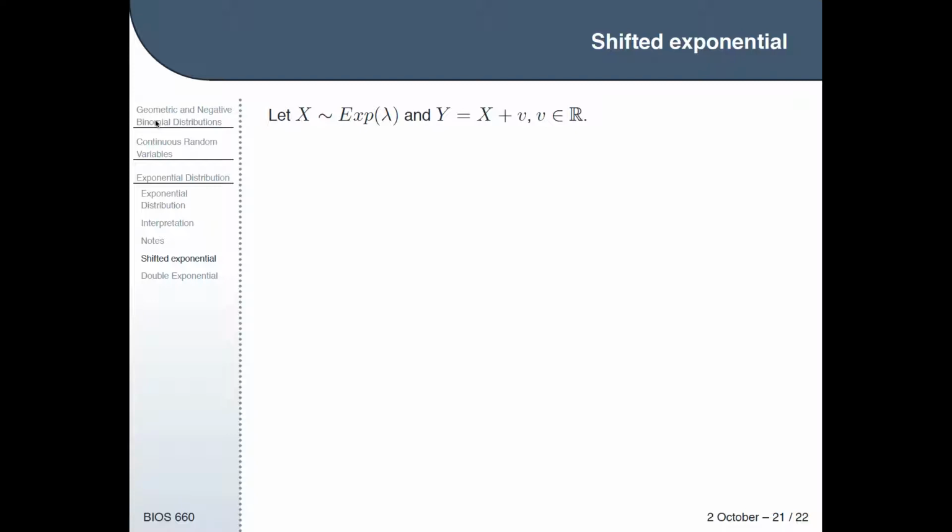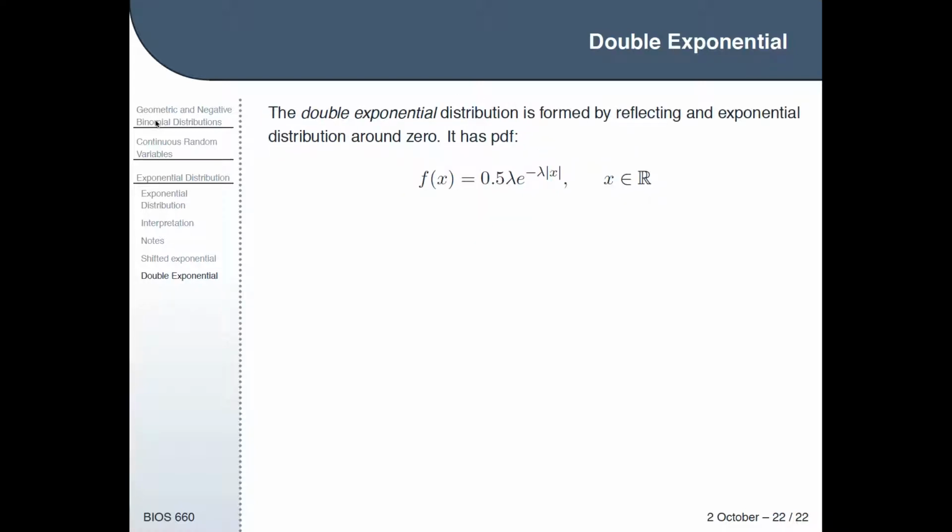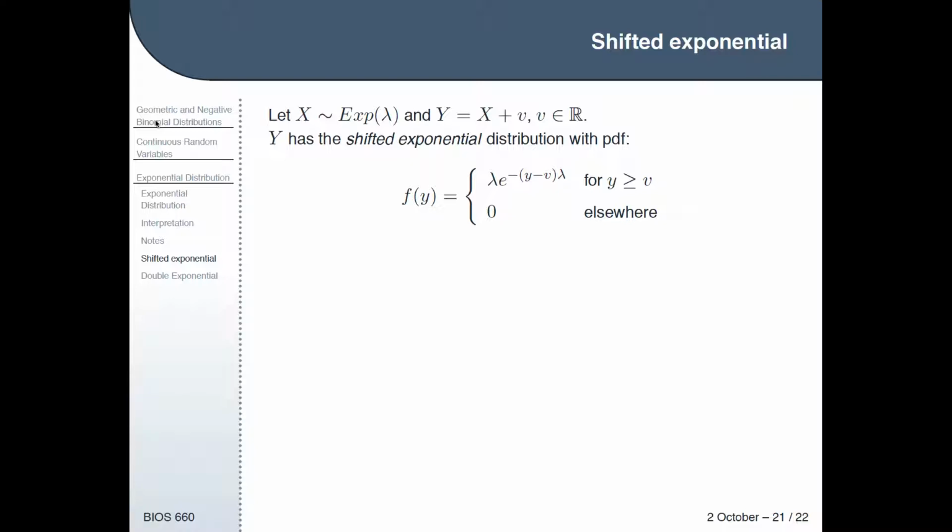And a couple slight variants of the exponential distribution, which sometimes you'll see and are sometimes useful, that you can define a shifted exponential, which given an exponential distribution, you just add v to it, where v is some real number. Then it's easy to calculate the PDF in this case. You just replace x with y minus v, and the support of this distribution goes from v to infinity rather than 0 to infinity.